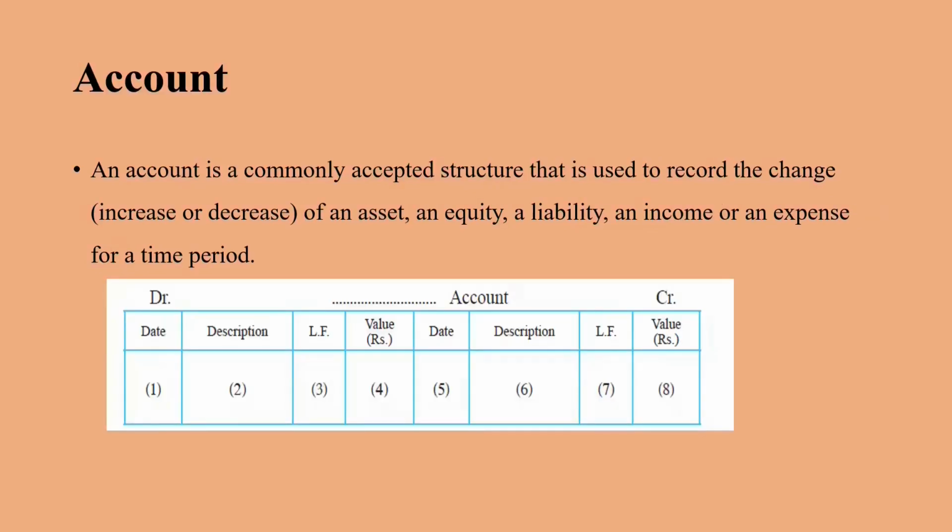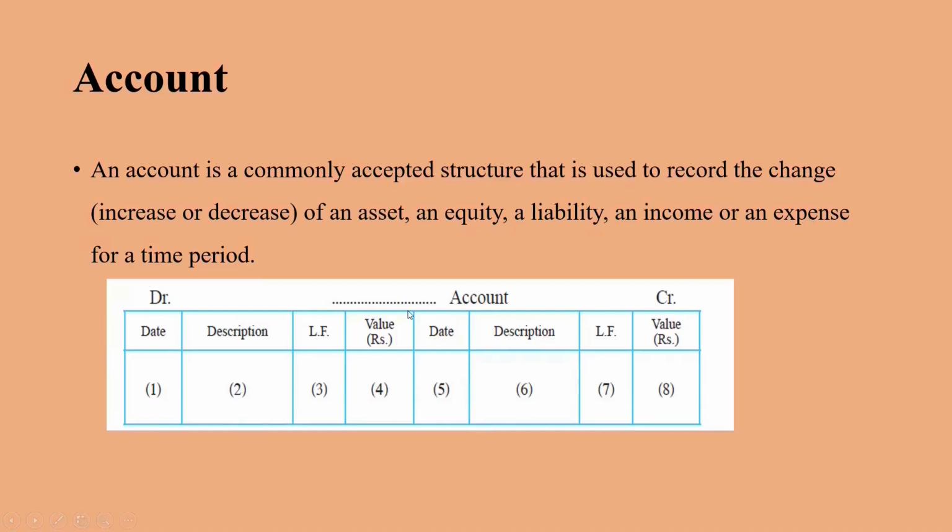Here you can see an account. This is a ledger account. We use this type of account to record transactions. Now here you can see the format of an account. You can see date, description, ledger folio, and value. Again, you can see the same columns. Now you can see that the same format has been divided into two sections as debit side and credit side. In an account, the left side is the debit side and the right side is the credit side.